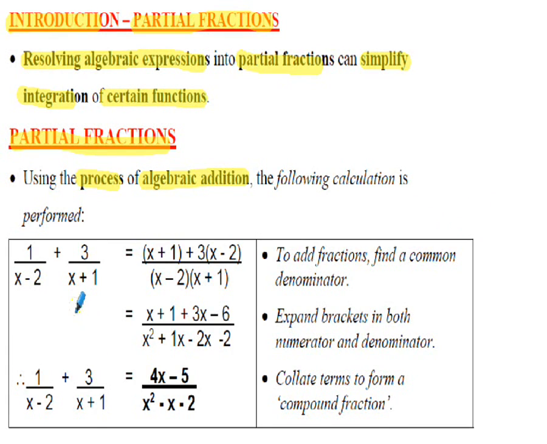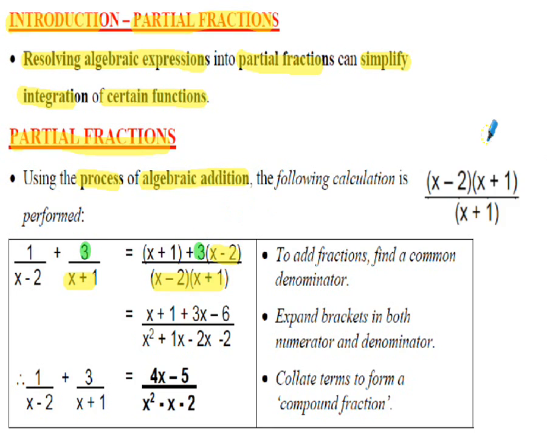Now repeating the process for the second partial fraction, how many times does x plus 1 divide into x minus 2 multiplied by x plus 1? It goes x minus 2 times. And we multiply the 3 here by the x minus 2.